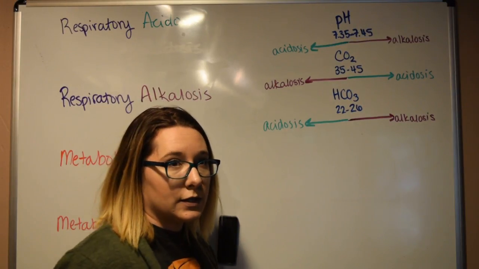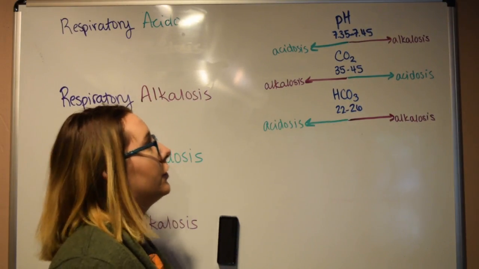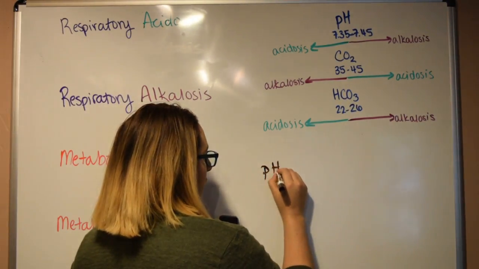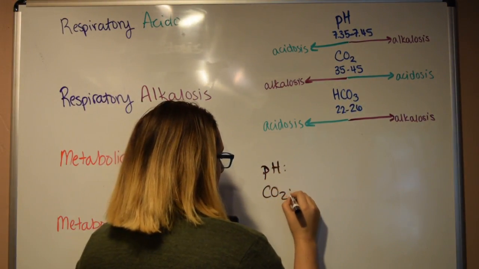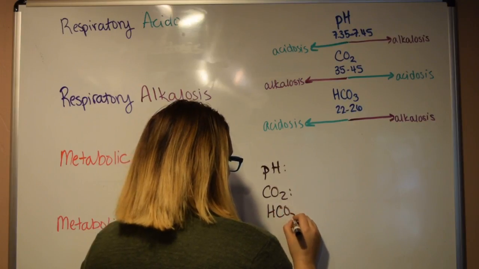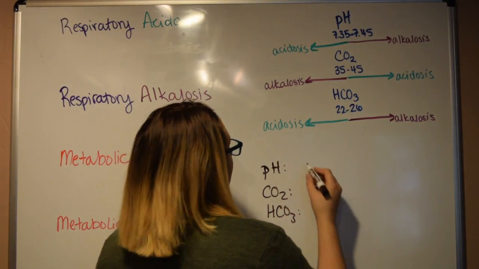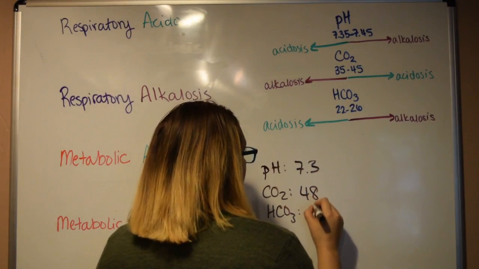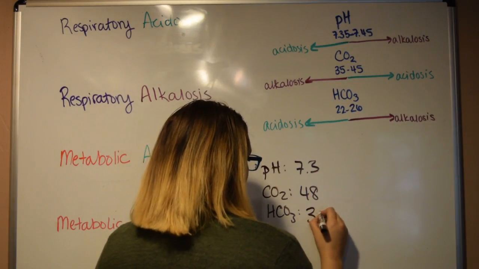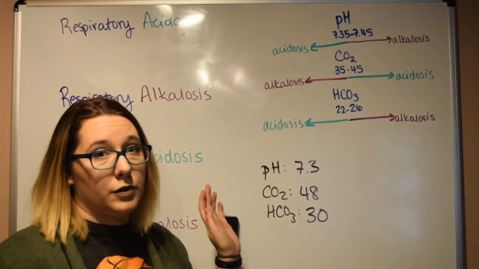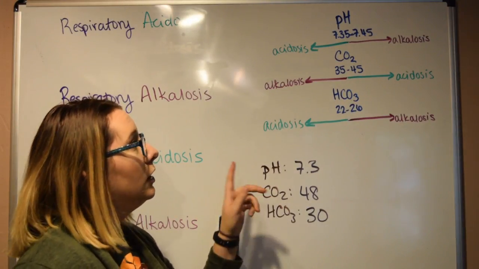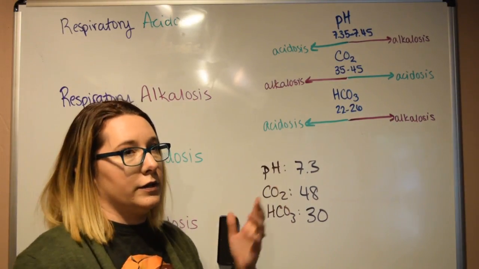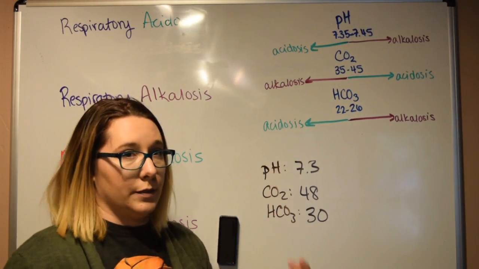Okay, so let's do a practice problem with this stuff to figure out which one of these we're working with. Okay, so let's start with your pH, CO2, HCO3. Okay, so let's say pH is 7.3. CO2 is 48, and bicarb is 30. So first start with your pH. Which side are you on? Don't think left and right with these arrows, think acidosis, alkalosis. That's why you need to write them out or make them a different color or something.